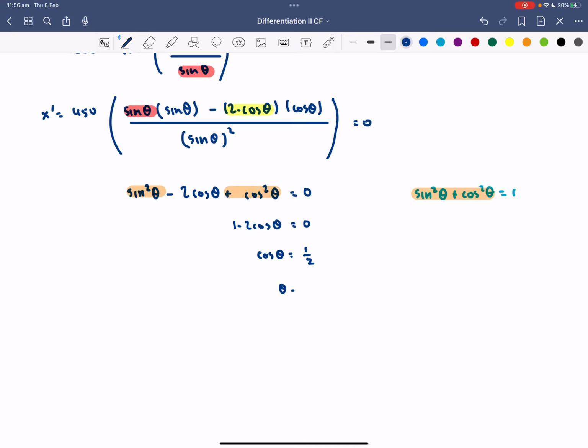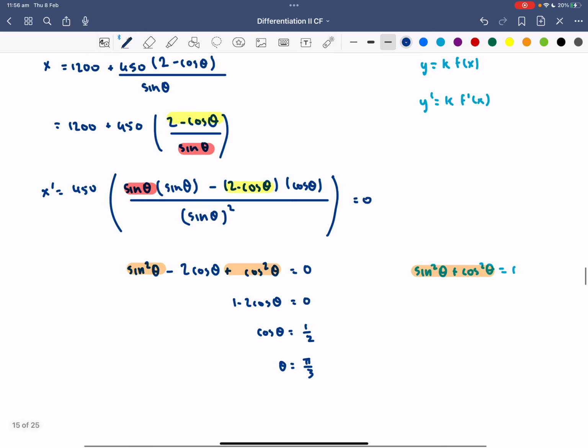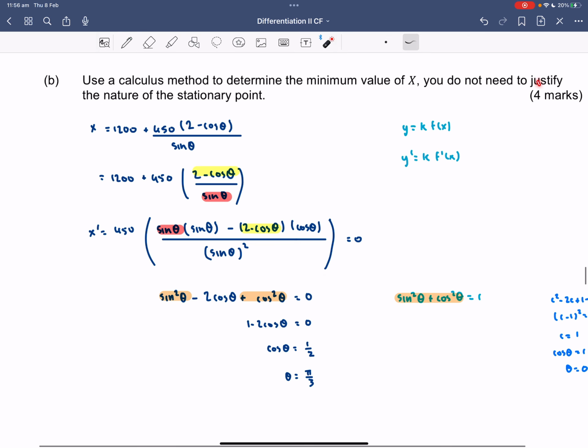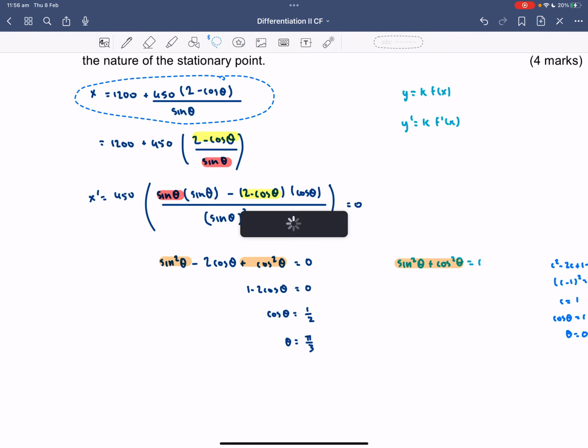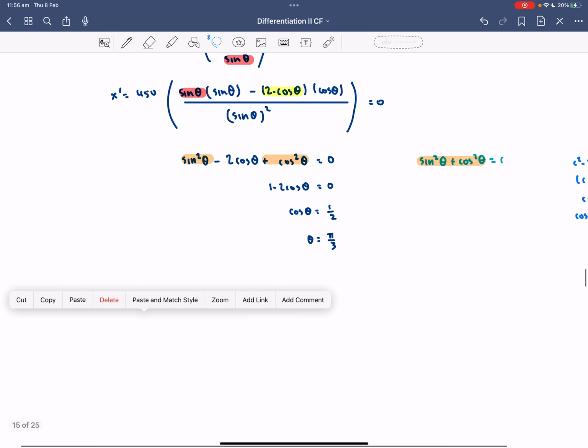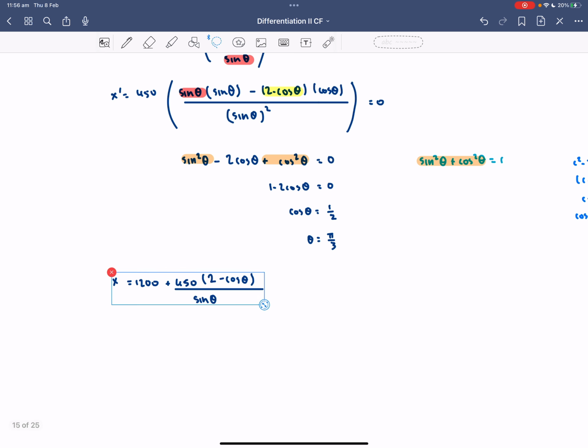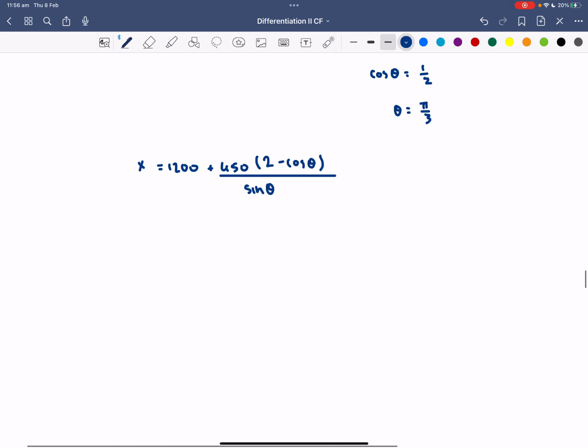Now remember, the angle is between 0 and pi on 2, so that would be cos of 60, aka pi on 3. Alright, we don't need to justify that it's the minimum, and we simply need to find the minimum value of x. So we already have an expression for x, we just have to sub theta equals pi on 3 into there.